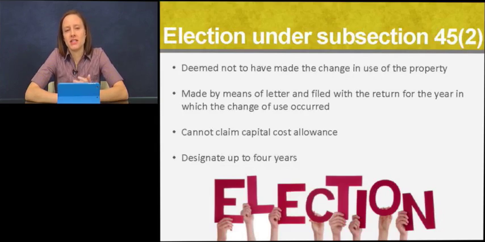Under certain conditions, an individual may elect under subsection 45(2) to treat the property as if the change of use never occurred. This election must be presented in writing with the return for the year in which the change of use occurs. The CRA may accept a late, amended, or revoked election under the taxpayer relief provisions. However, you may be charged a penalty. For more information regarding the taxpayer relief provision, you may consult the Information Circular IC07, Taxpayer Relief Provisions.